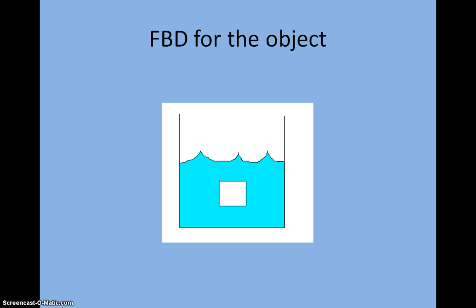So if we have a scenario like this, where you have an object submerged in water and it's actually suspended in the fluid, so it's not sinking down towards the bottom and it's not floating up towards the top, but it's suspended in the center of the fluid. Well, if we were to draw a free body diagram for this, we know that because we're on the surface of the Earth, we have the force due to gravity, which is the weight of the object pulling it down towards the center of the Earth.